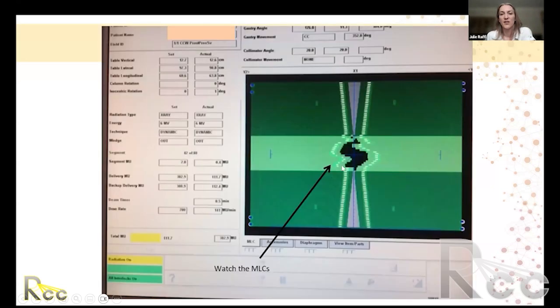Therapists should also be watching the MLCs. If it's a dynamic treatment, IMRT or VMAT, you want to see that the MLCs are moving during treatment. But even for 3D treatment fields, we want to make sure that the MLCs are moving into position for each of the static fields as well.